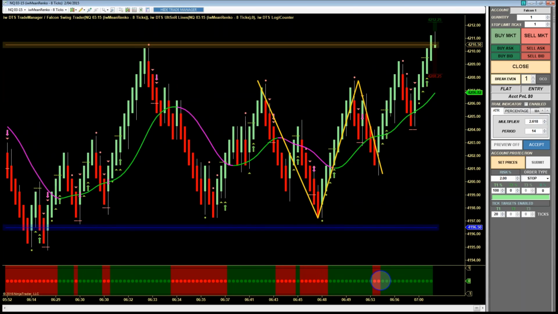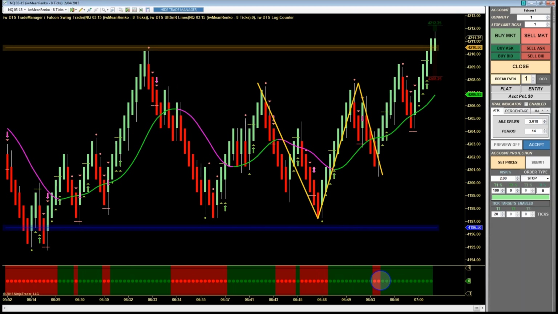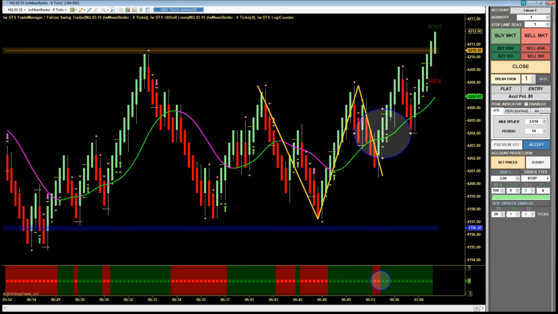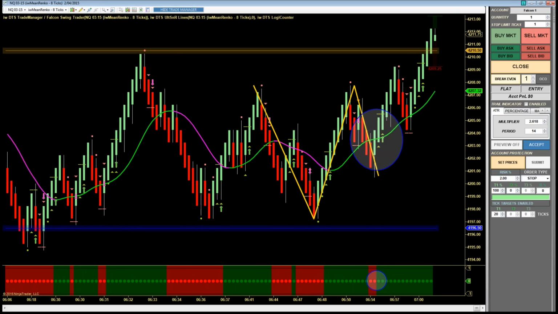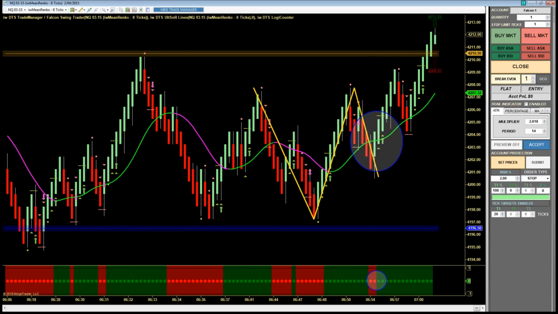And lo and behold, we also have a late filter entry signal. Did you spot that? See, our trend line did not change color. Our filter did go out of sync, comes back into sync. This is that high probability signal I was telling you about. And look at the result.